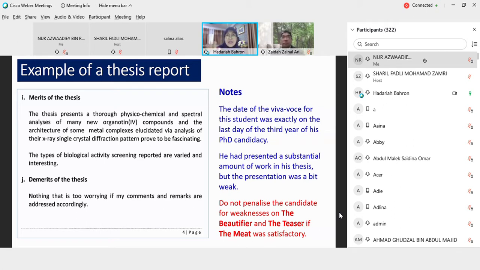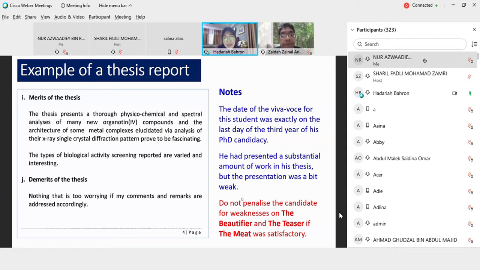You just ask because the internal examiner for this particular student, the internal examiner from the same university, gave fail to the student. And I said, why do you fail him? His work is substantial. It's only his presentation in the thesis that's not properly done. So we get him to make the presentation better. Do not fail him.